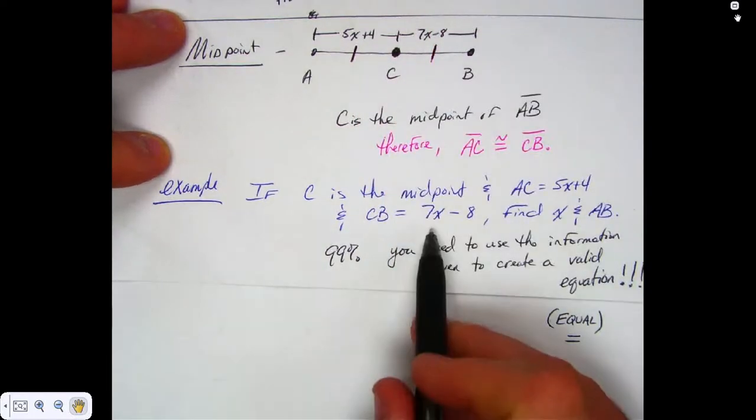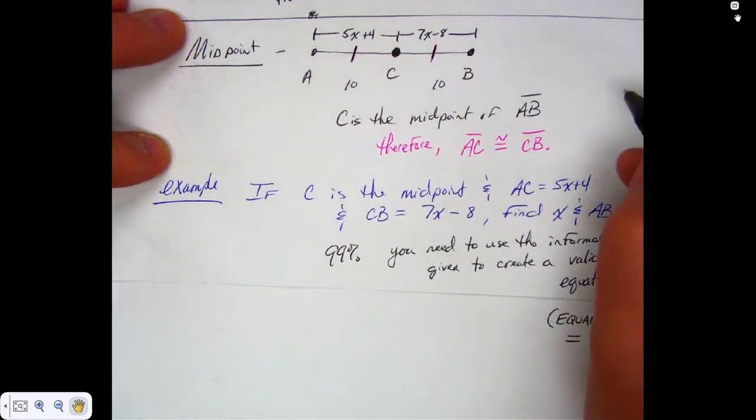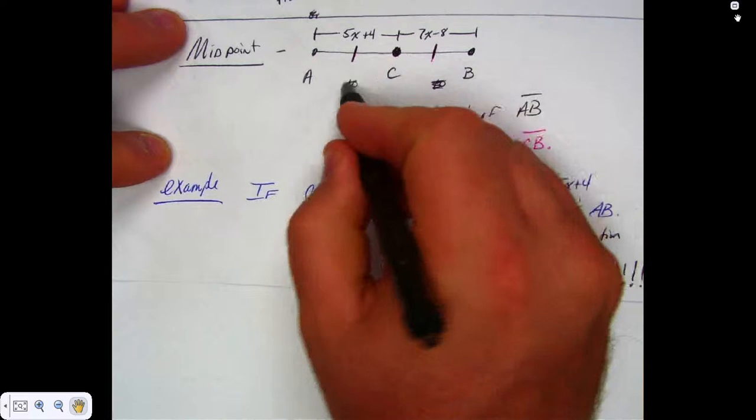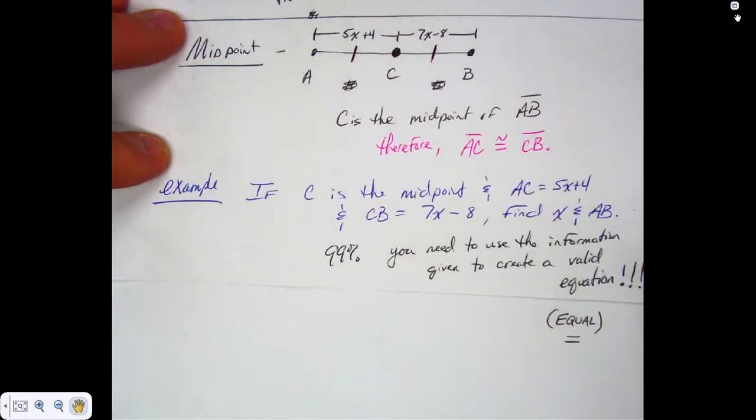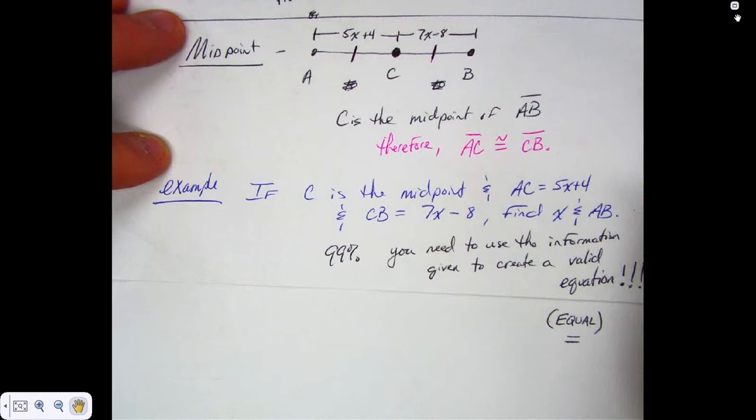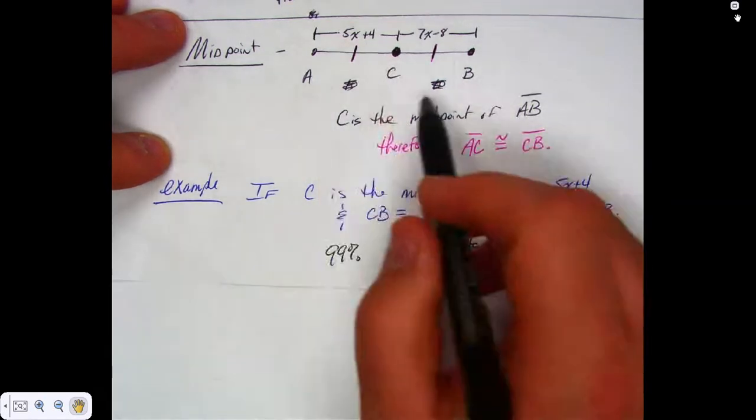That just represents a number too. You would have no problem if I said this was 10 and this was 10, would you? You'd understand what they were talking about, right? I just put an unknown number in it. It's just uglier. So, I have things that look like algebra. I need to use this information and create equations.